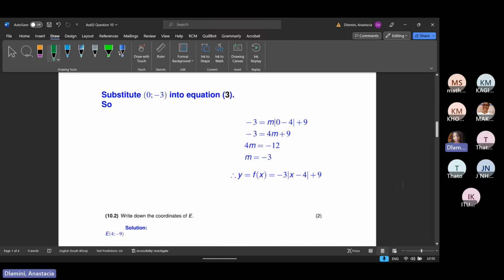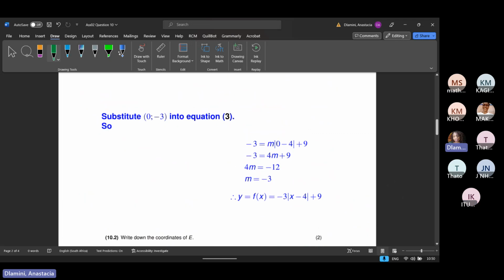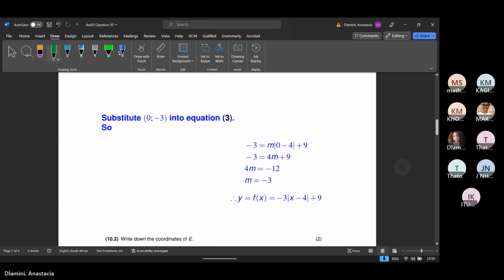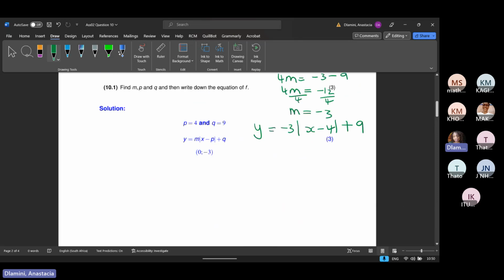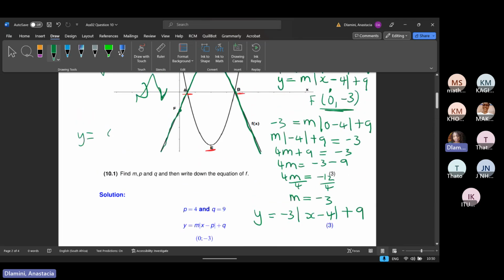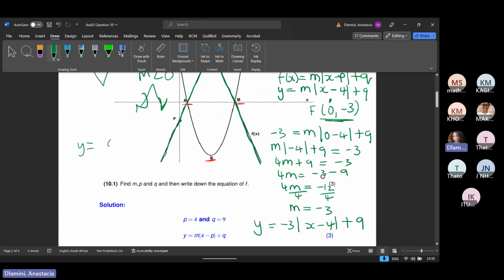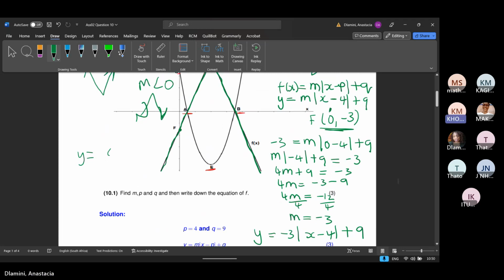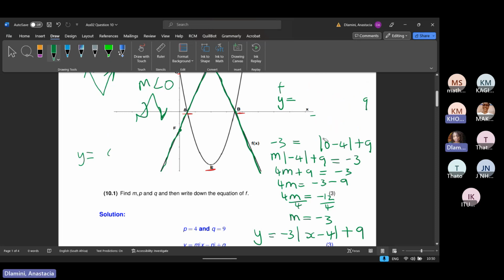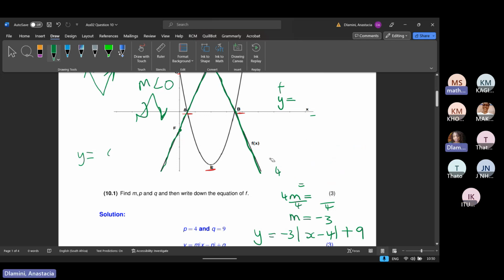The next question wants you to write down the coordinates of E. What is E? Remember, you can't write down the coordinates of something that you do not know. What is E? E is the vertex on your graph. The vertex of what? Because there are two graphs which have a vertex. The vertex of the parabola, of g of x. Thank you. So give me the answer then.